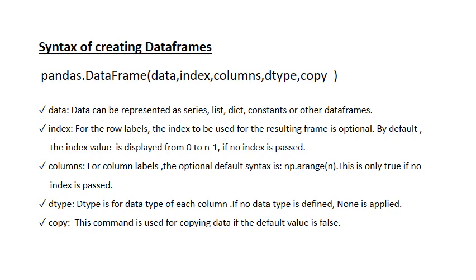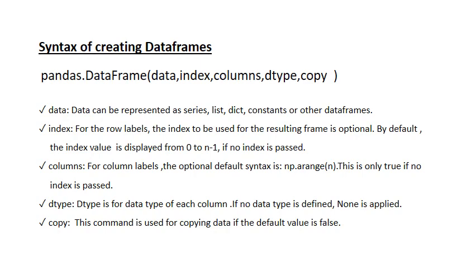Next one is index. For the row labels, the index to be used for the resulting frame is optional. By default, the index value is displayed from 0 to n-1 if no index is passed. And next one is column. For column labels, the optional default syntax is the np.arange function. This is only true if no index is passed.